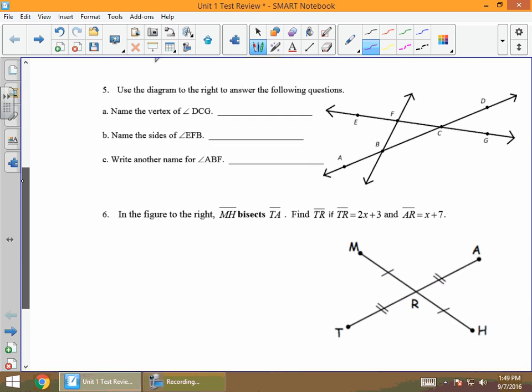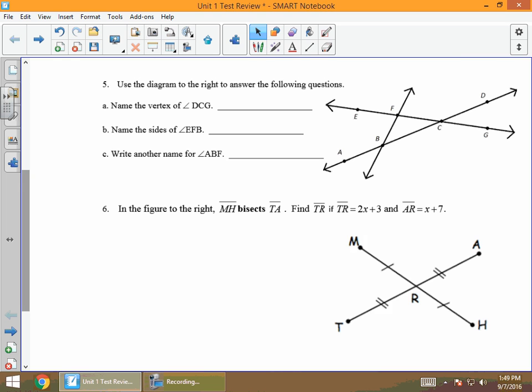Okay, let's jump down here to number 5. Number 5 wants us to use the diagram to the right to answer the following questions. Name the vertex of angle DCG. So I'm going to first highlight it. D to C to G. So that's the angle that I'm talking about there, DCG. And the vertex is the point where the two rays come together and meet, and they meet at point C. Some of you are saying, well, isn't the vertex always the middle letter? Yes, that's also true. That middle letter is always going to be the vertex.